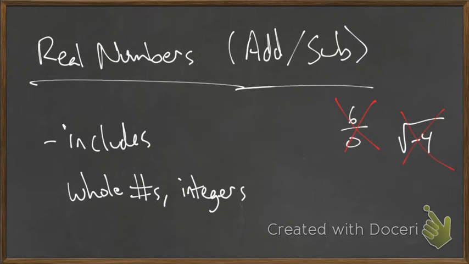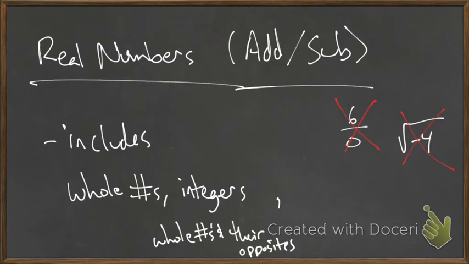Integers are whole numbers and their opposites. So a lot of times we have the incorrect definition for integers in our head as negative numbers, because the first time you deal with negative numbers, you start using that word integers. But integers are all the whole numbers and their opposites. So 1, -1, 2, -2, 3, -3, 4, -4, all of them.